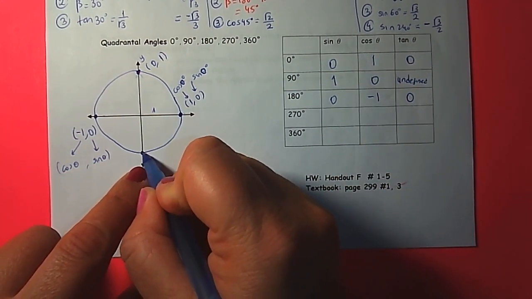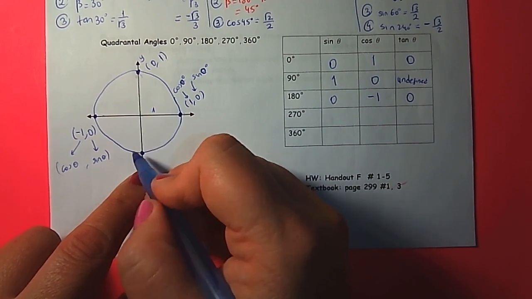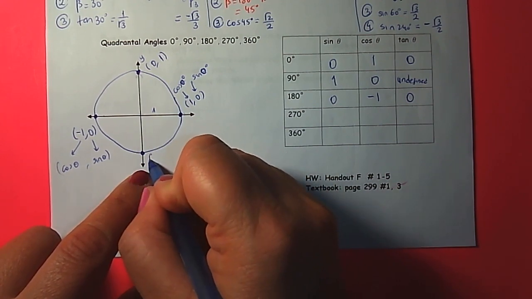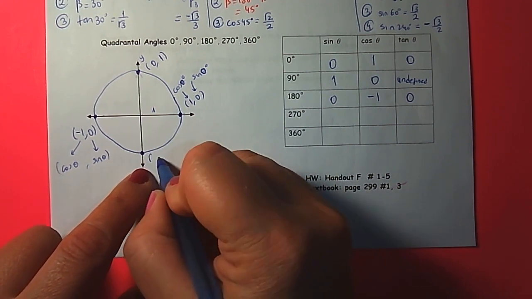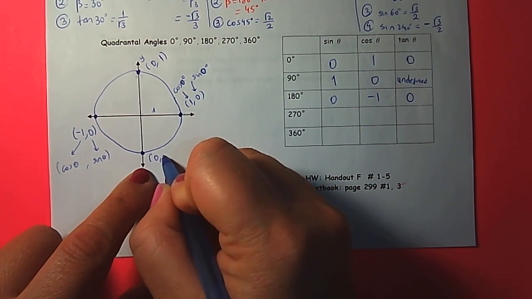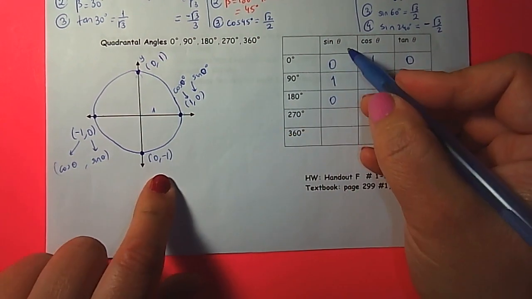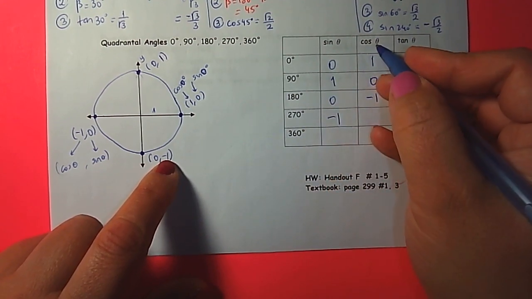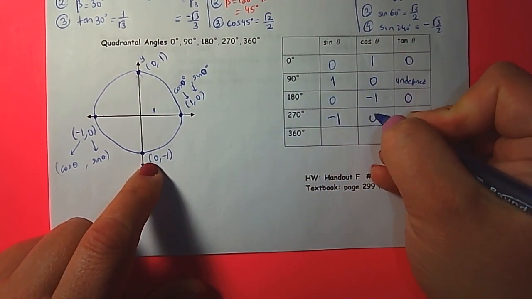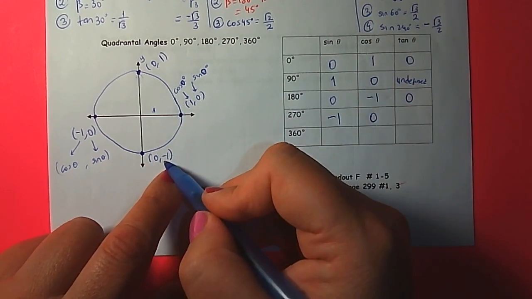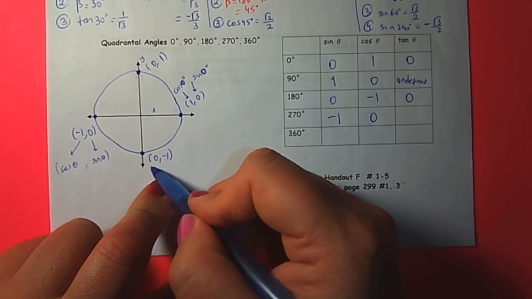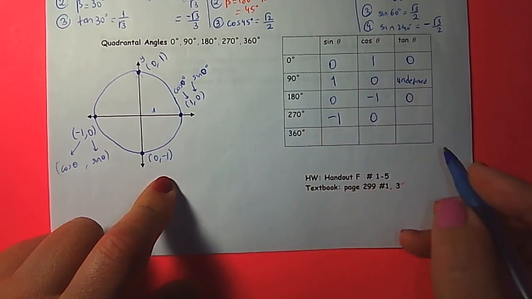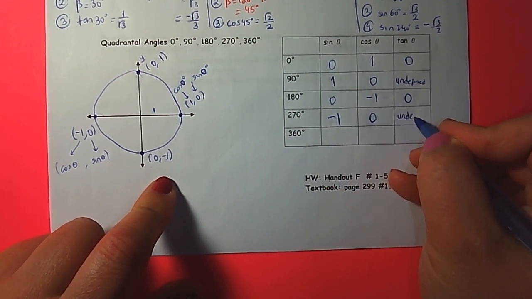For 270, the terminal arm lies on the negative y-axis. The coordinates of this point here are x coordinate 0, y coordinate negative 1. So sine 270 is negative 1. Cosine 270 is 0. Tangent is y coordinate over x coordinate, negative 1 over 0, which is undefined.